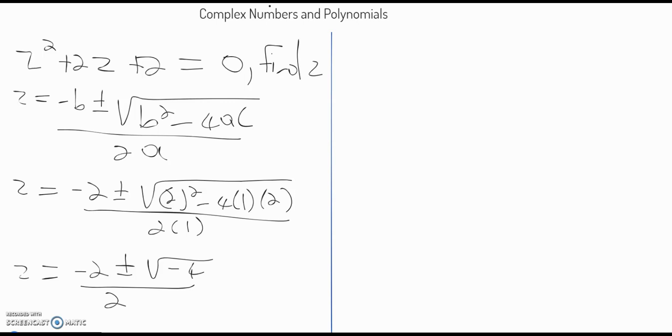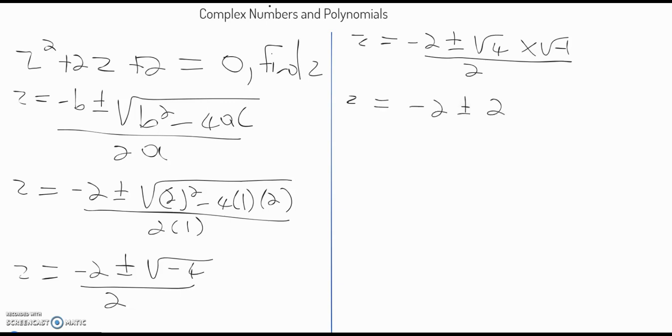Now, earlier I would have learned from previous content that we can now find the square root of a negative number. So what I'm going to do is to separate this. I'm going to say that z is equal to negative 2 plus or minus the square root of 4 times the square root of negative 1, all over 2. Z would be equal to negative 2 plus or minus 2. And of course, we said that the square root of negative 1 is represented as i, all over 2. So z is equal to negative 1 plus or minus i.